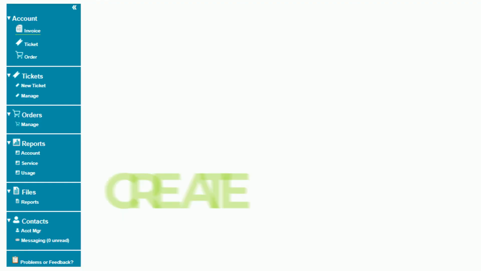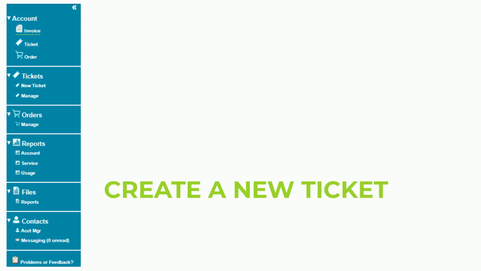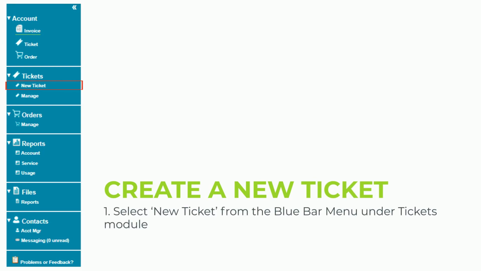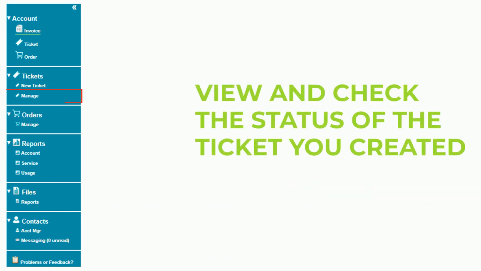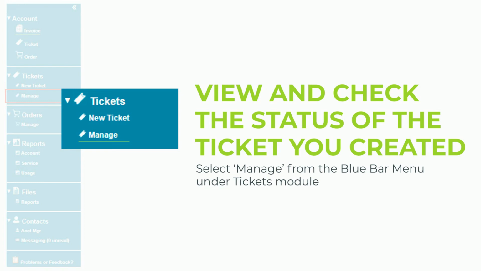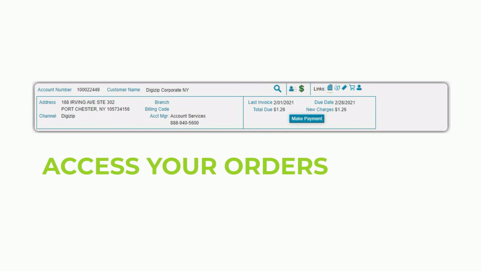To create a new ticket, follow these three easy steps. Select New Ticket from the blue bar menu under Tickets module, complete the form and attach documents if necessary. Hit the Submit button once done. To view and check the status of the ticket you created, select Manage from the blue bar menu under Tickets module.